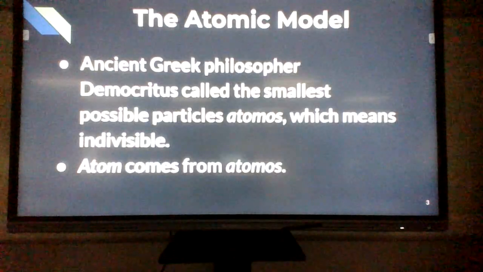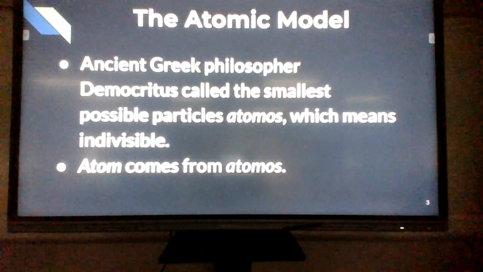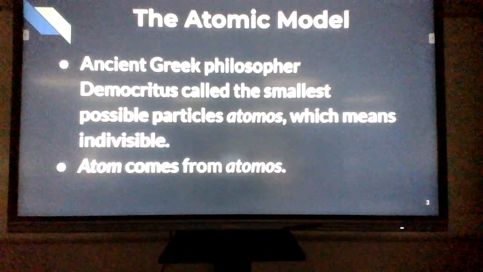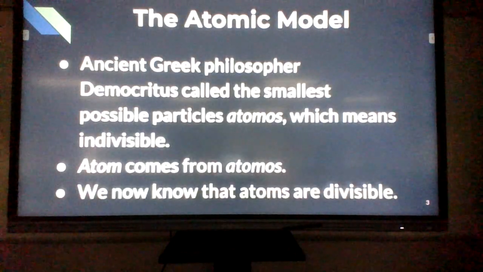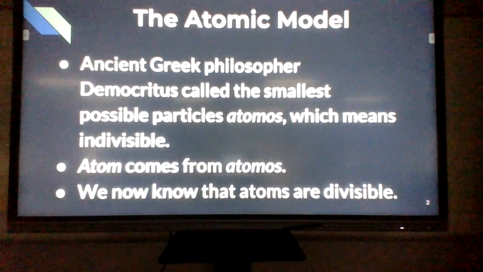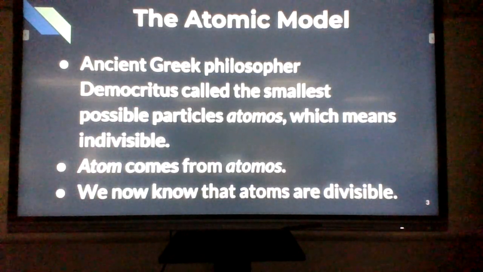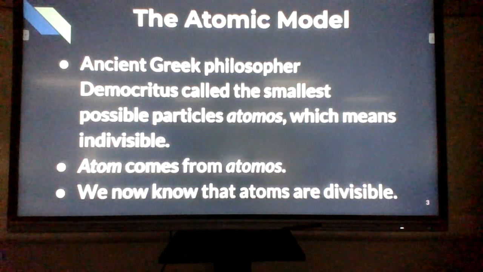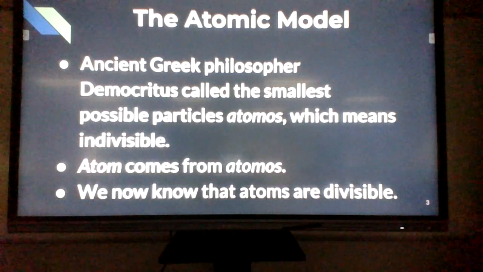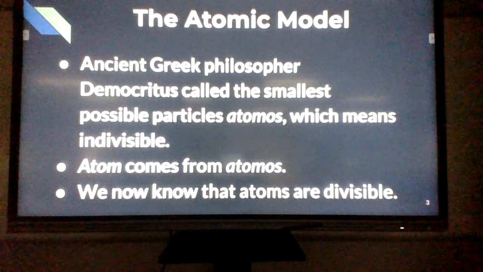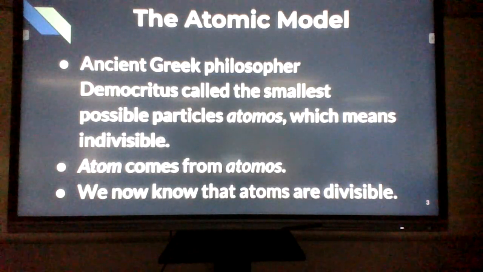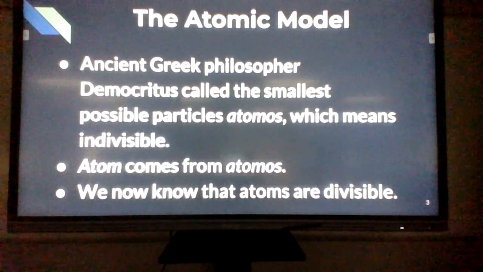We now know that that is false, but these particles in English are called atoms, which comes from that Greek word atomos. We now know that atoms can be divided, and that's where we get our study of protons, neutrons, and electrons from. There are other subatomic particles too that you'll learn about in higher levels of chemistry and physics. We will deal with the basic 3, protons, electrons, and neutrons. Ready?